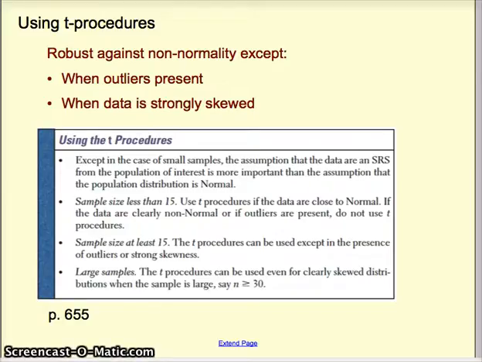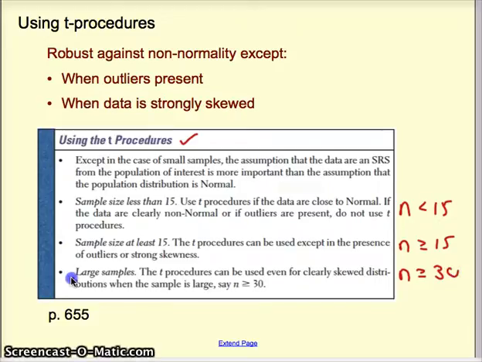So the use of the t procedures here is outlined for you. This is directly from your book. And there are 3 situations here. 1, when n is less than 15. Second, when n is greater than or equal to 15 but less than 30. And then a 3rd sample here when n is greater than or equal to 30.